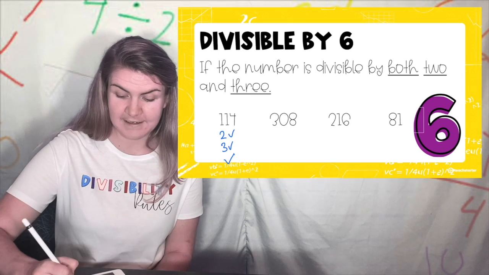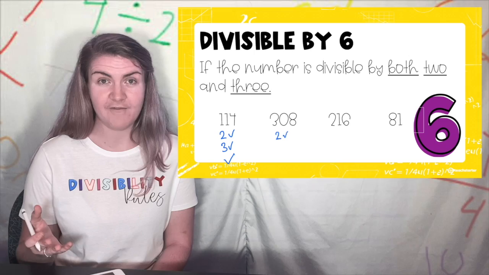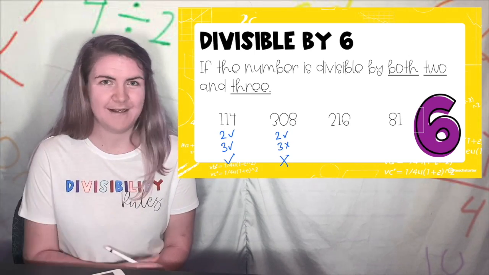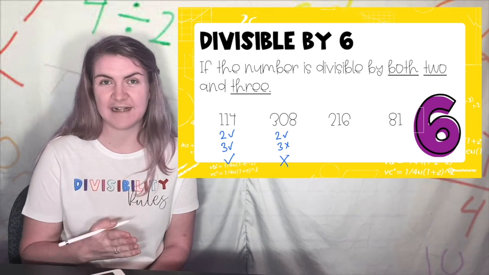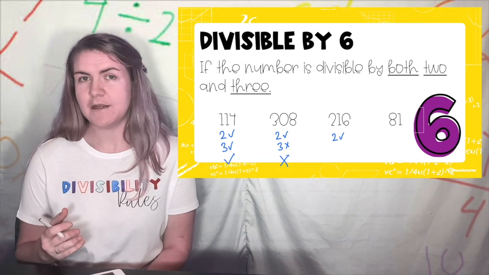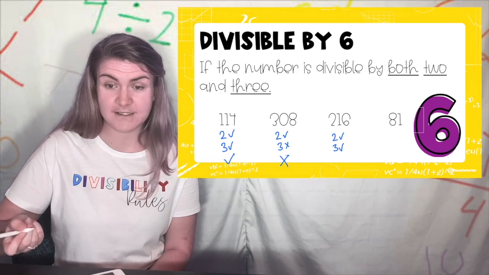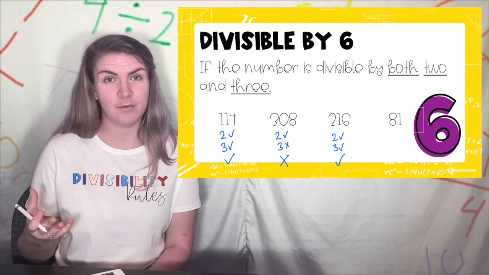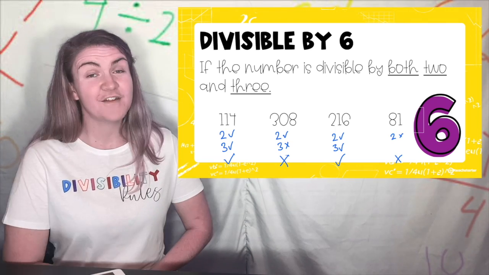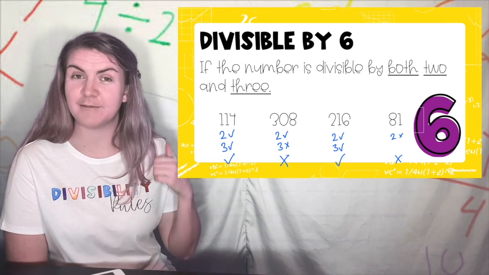308, it is even, so it's divisible by 2. 3 plus 8 is 11. That's not divisible by 3, which means it is not divisible by 6. 216, that's an even number. It's divisible by 2. 2 plus 1 is 3, plus 6 is 9. 3 does go into 9, which means this number is divisible by 6. 81, not an even number, which means it is not going to be divisible by 6. So if a number is divisible by both 2 and 3, that means it's going to be divisible by 6.